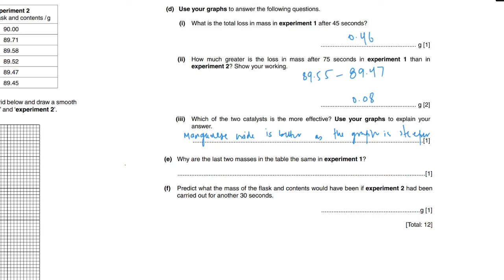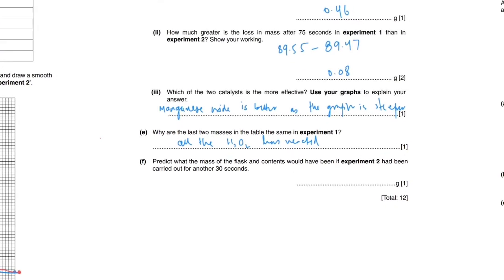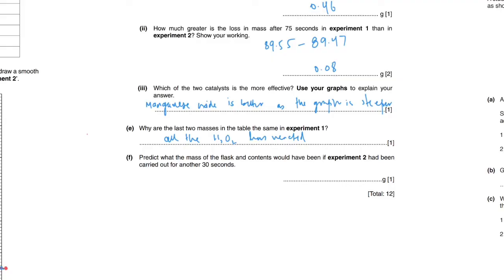Why are the last two masses in the table the same in experiment 1? Because all the hydrogen peroxide is reacted, so no more oxygen is being released. All the hydrogen peroxide has reacted, right? Now predict what the mass of the flask and contents would have been if experiment 2 had been carried out for another 30 seconds. So you'll simply extend it.